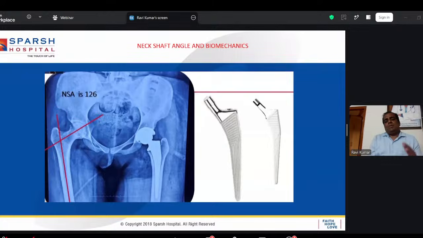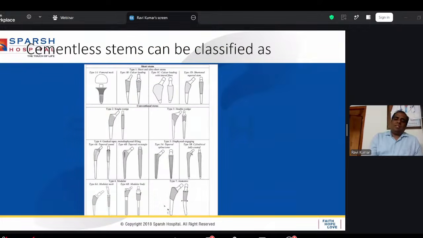For example, if it is very varus, we can use a polar stem. If it is in between, we can use an Accolade stem like 132, 127. Or if it is more of valgus, we can use a standard Corail stem 135. So neck shaft angle also carries a lot of weightage.